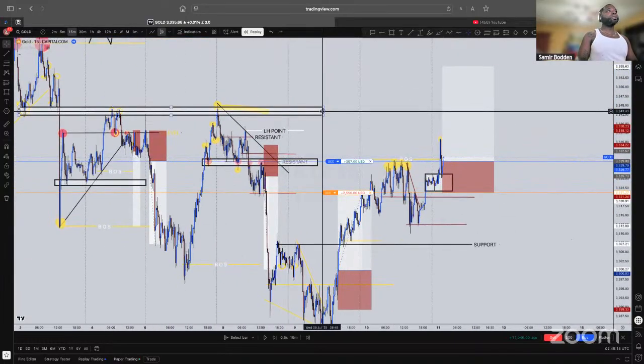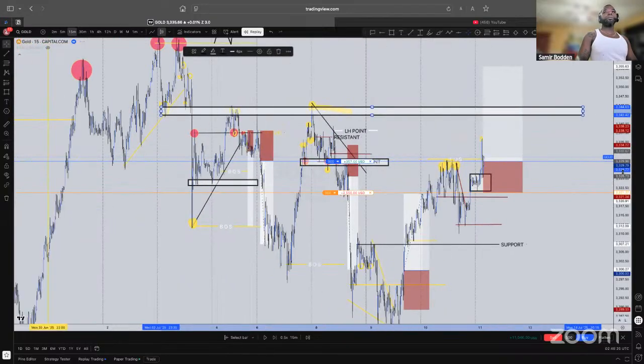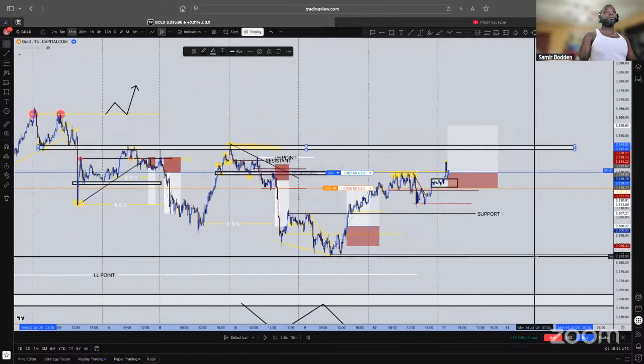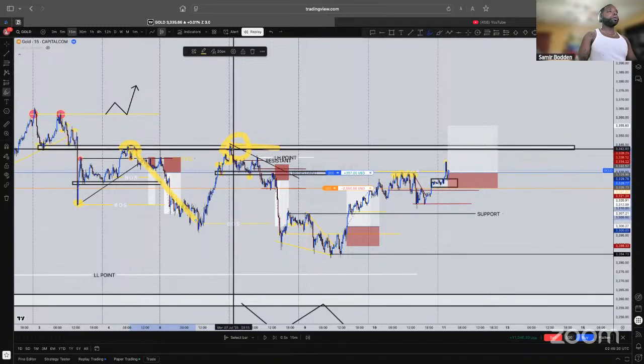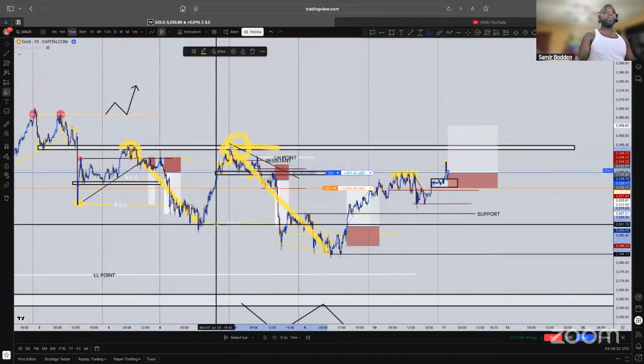Keep in mind, this is one massive resistance level that the market rejected from multiple times. If we look at it on the bigger picture, always zoom out to see what's going on. The market rejected here, it dropped here. The market rejected it, it dropped, right?